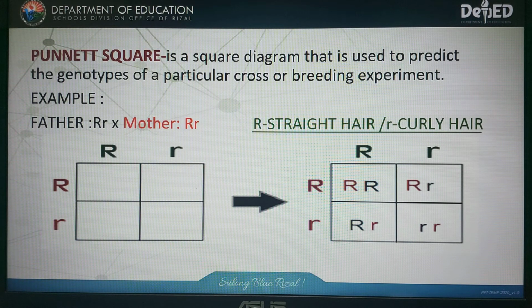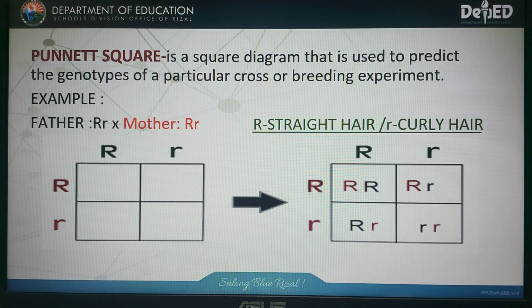Pag sinabi nating R, means straight hair. Pag sinabi nating small r, means curly hair. Sila ay both heterozygous straight hair kasi nagpossess sila ng capital and small r. So pag nag-cross sila, ang tendency using Punnett square, it is a square diagram na magsasabi kung ano magiging anak nila. So the first child or the first son or daughter will be homozygous straight hair kasi napossess niya yung dalawang dominant character ng both parents.